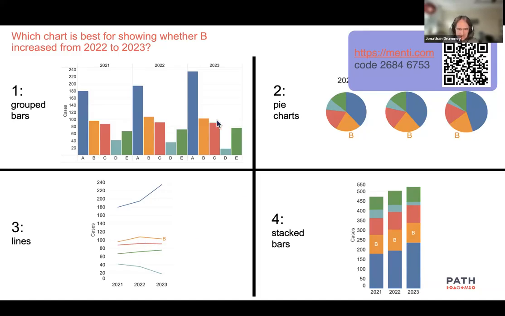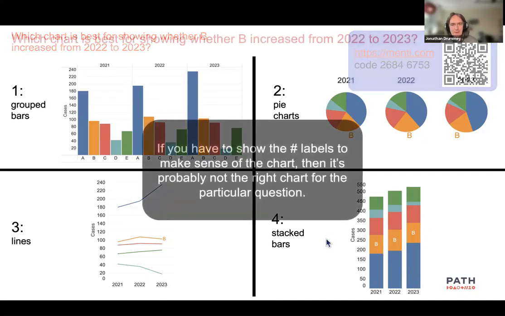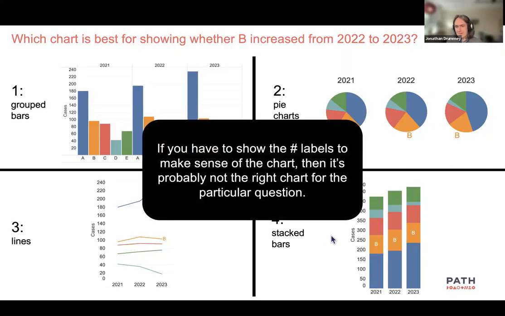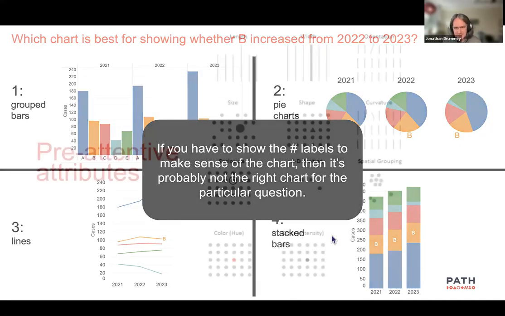Whereas in the group bars, we have to try to compare the lengths and jump back and forth. In the pie charts, we have to figure out the sizes, but there are different angles in doing this. In the stacked bars, they don't have the same baseline, so it's harder to figure out. And to that point of why there aren't labels on it: if you have to show the number labels to make sense of a chart, it's probably not the right chart. We want people to be able to understand the chart on its own. If they need to see all the numbers, maybe we need to show them in a table, for example.